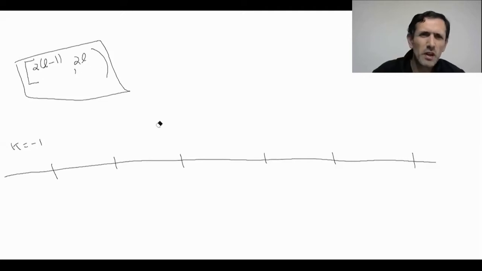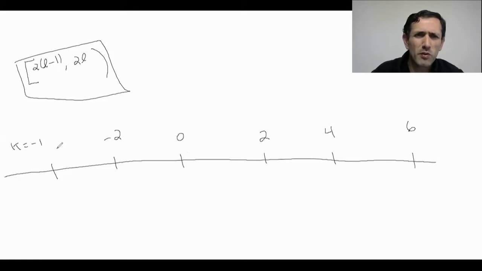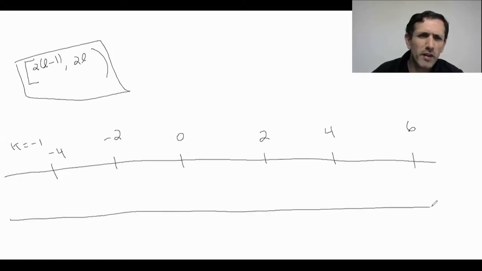So in particular, D_{-1} is all intervals of this form. So when L equals 1, we have, let's say here, 0 to 2, L equals 2, 2 to 4, et cetera, et cetera. And really it's half open, half closed, but whatever. That's not a real issue here. Okay, so -2, -4. Okay, so what happens when we have k equals 0? I should say we have this for all k.